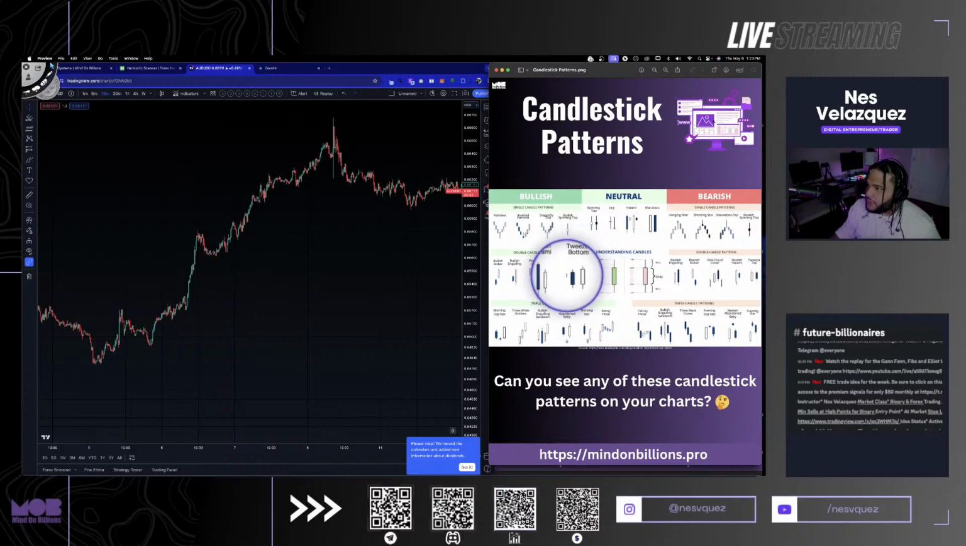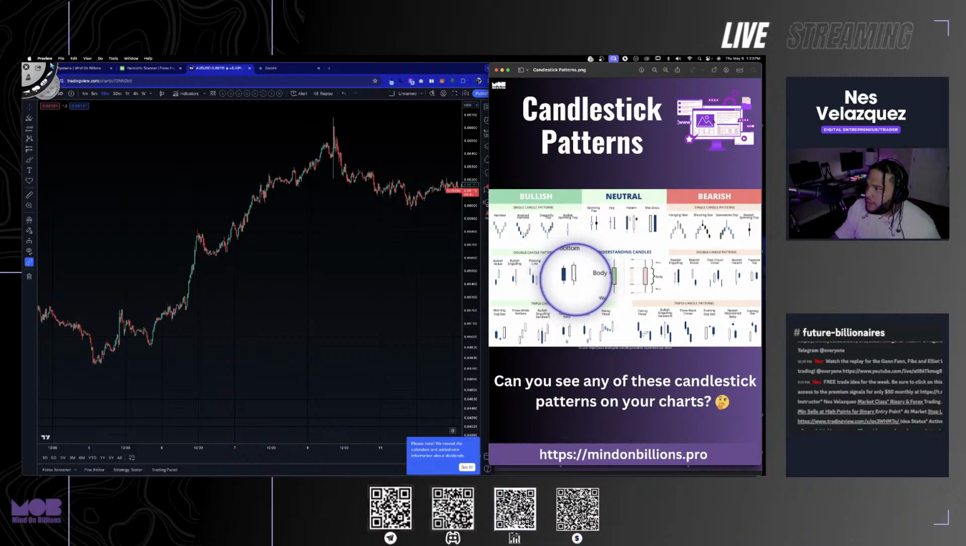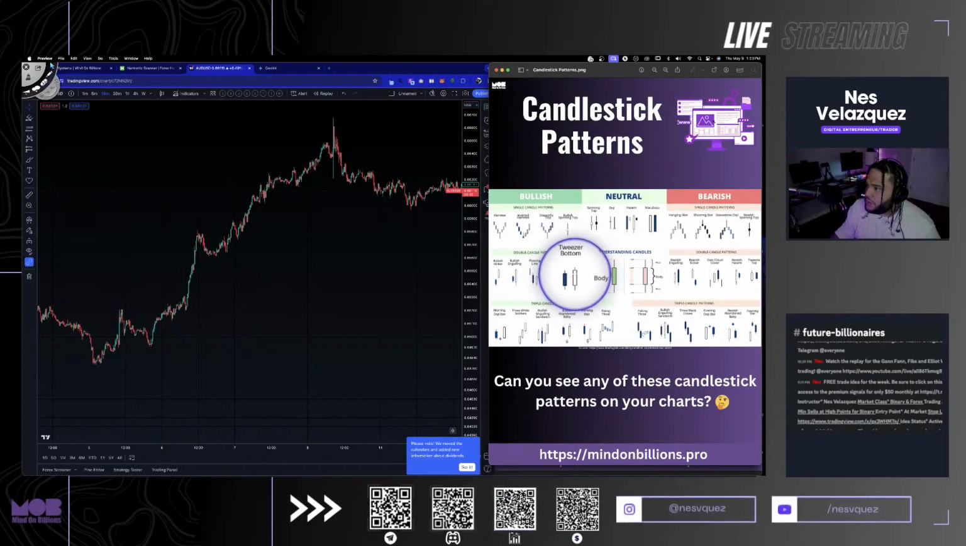Tweezer bottom. Bearish candle here. All right. Next candle. Closing a little bit above that. Showing signs that this may be going up. So that's kind of mid.